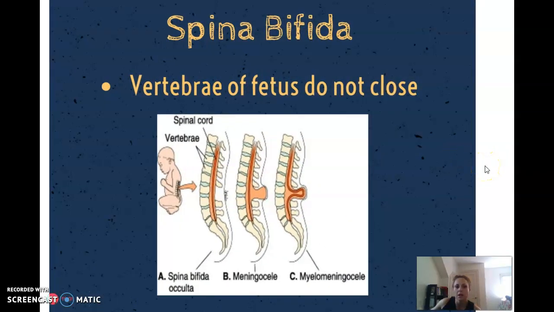Spina bifida is when the vertebrae of the fetus don't close, so this is congenital. And it can be so severe that the spinal cord actually protrudes out. You may see an opening in the back once the baby is born, and it's very hard to repair that. It may lead to paralysis. We don't see it as much now that if people have good prenatal care and they're taking their prenatal vitamins, the incidence has gone way down, but we still see this in third world countries a lot where they don't have access to prenatal care.